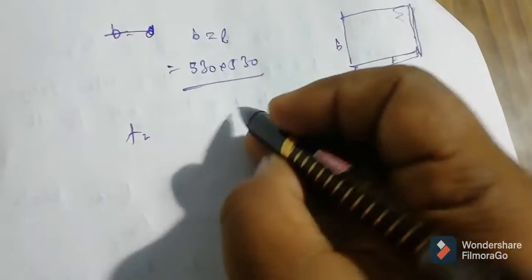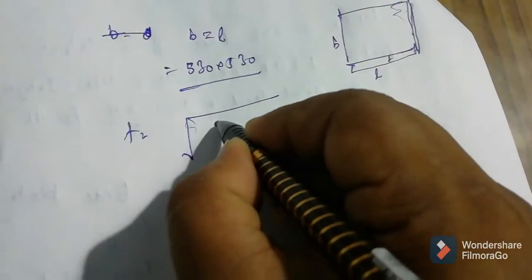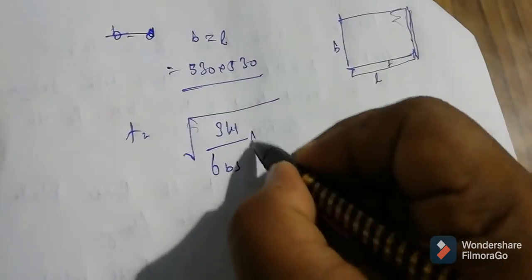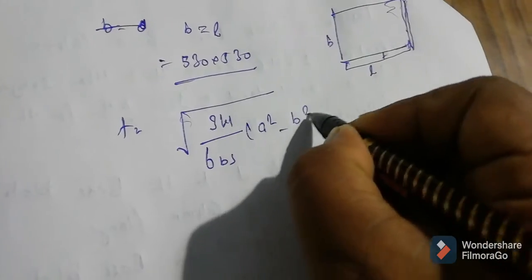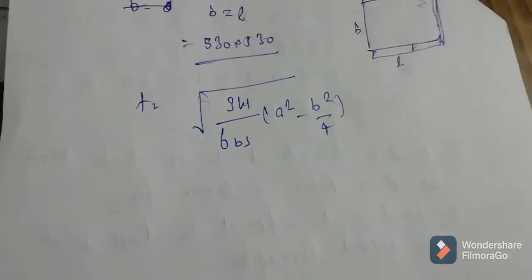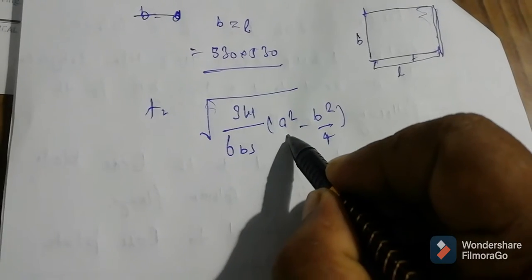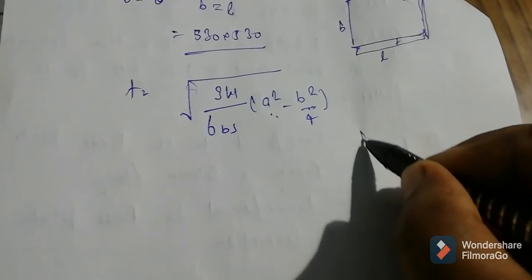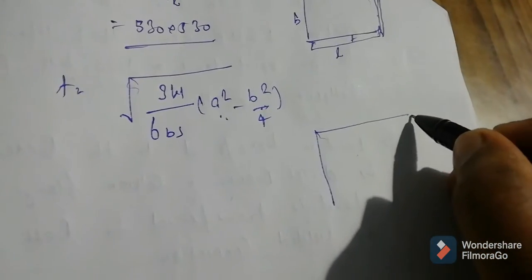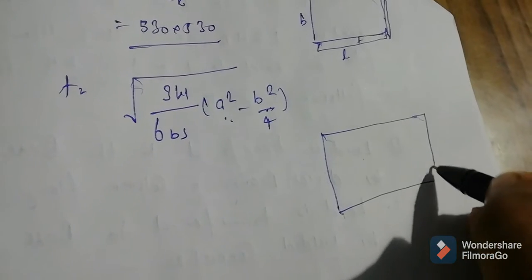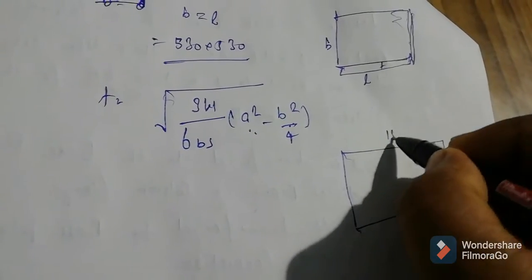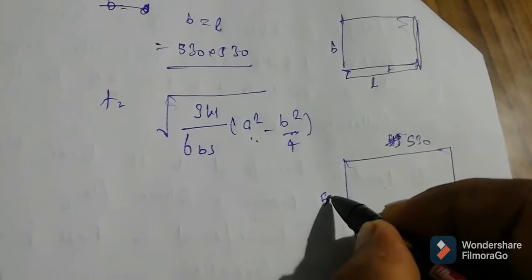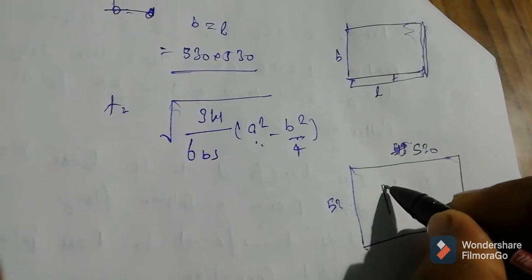t, that is the thickness of plate, equal to the square root of 3w upon sigma bs, into a square minus b square upon 4. Now here we have to find a and b. What is a? a is the greater projection and b is the lesser projection. So we took 530 into 530 and in the middle of it, this is 530 and this is also 530. Now we are going to put it here.